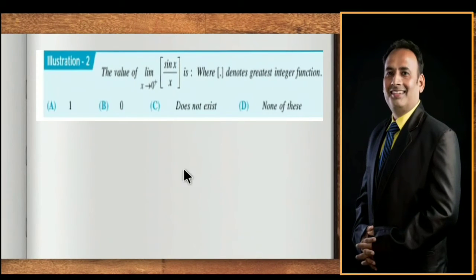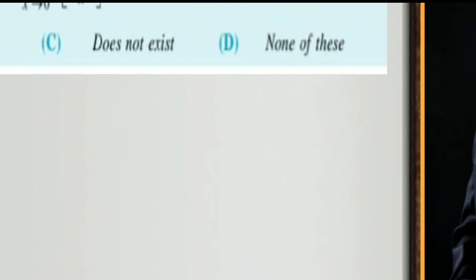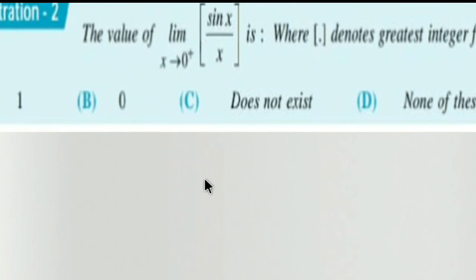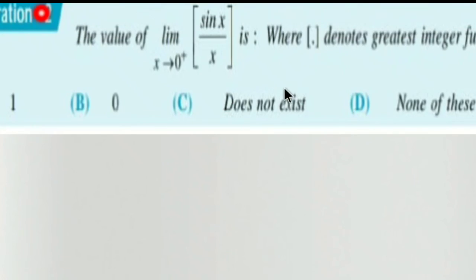So let's take another example. Limit x tends to 0 plus of sin x by x. How to find this limit at 0 plus of sin x by x? Let's see. And this denotes the GI function. So limit x tends to 0 plus, it means we have to investigate the behavior of the sin x by x function. We have to compare sin x by x.